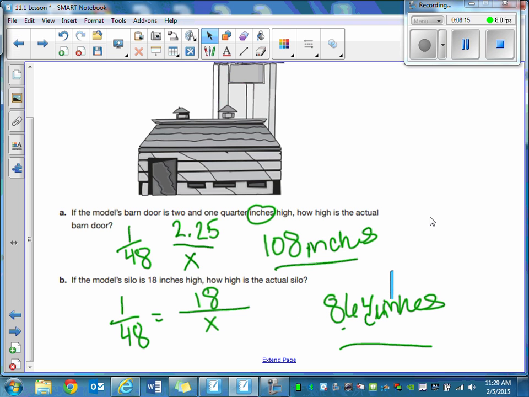Okay, so there you have it. That's scale factor. It's super, super easy. Scale factor is always given to you as a unit rate, so all you really have to do is remember to cross multiply.